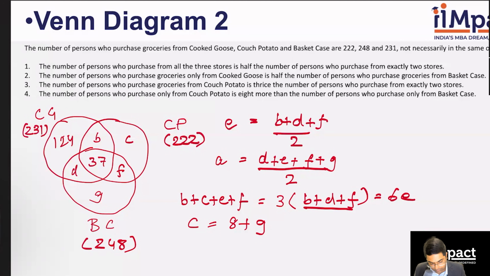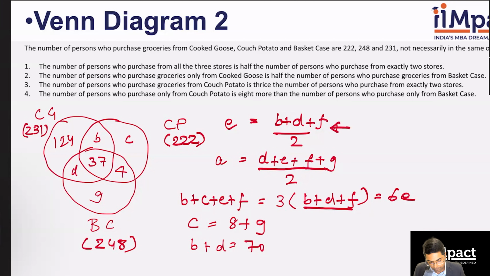Okay. Amazing. What else can I do? Now from the circle of CG, I can get B plus D. Yes. B plus D. What will that be, guys? B plus D will be nothing but 231 minus 124 and 37, which is 161. So 70. Yes. Amazing. Now if I put this B plus D in this equation, I know E, I know B plus D, I will get F, right? So 74 and 70. So F becomes 4. I can put F over here as 4.